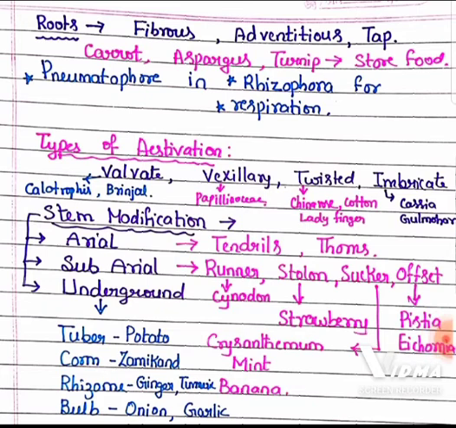Examples for subaerial include: for runner, cynodon; stolon, strawberry; sucker, chrysanthemum, mint, and banana; offset, pistia and eichhornia; for tuber, potato; corm, zamikand; rhizome, ginger and turmeric; bulb, onion and garlic. So these examples you remember, children. It is based on the NCERT textbook. That is more than enough for you for your NEET exam.